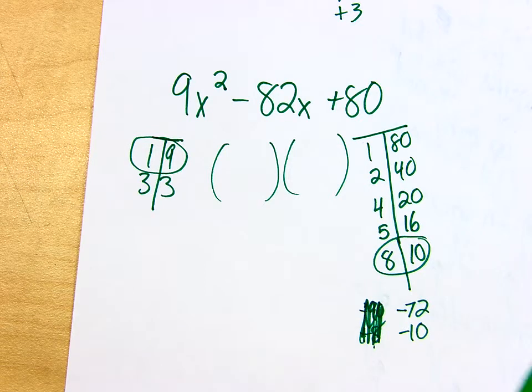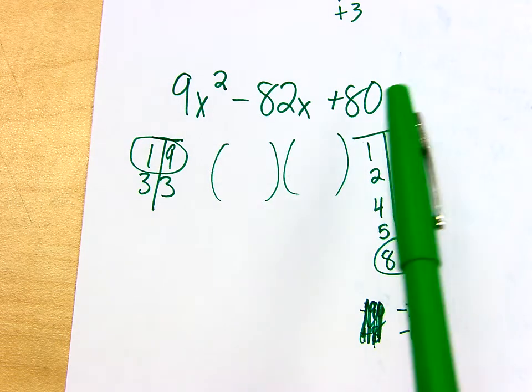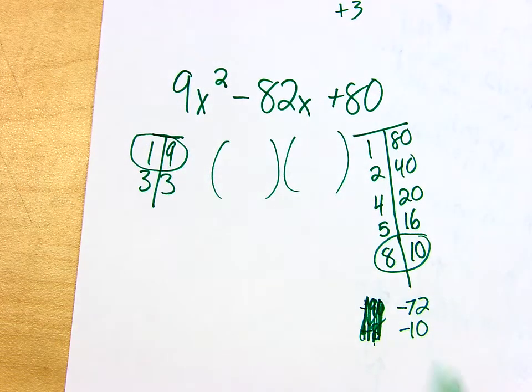So we had the right pairs, but those are the factors that you need. Otherwise, it would have added up to be a negative 80, and we need positive 80, or multiply to be a negative.